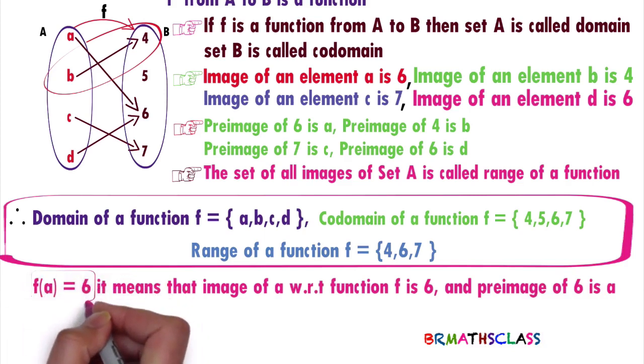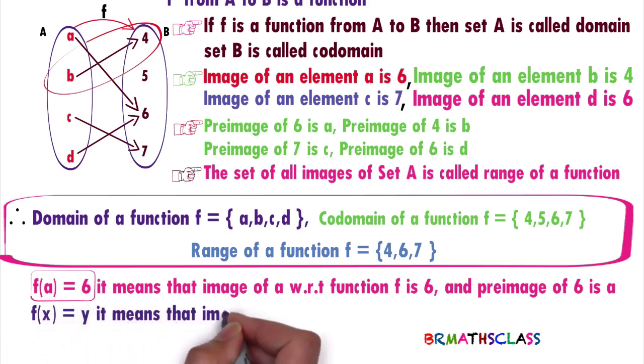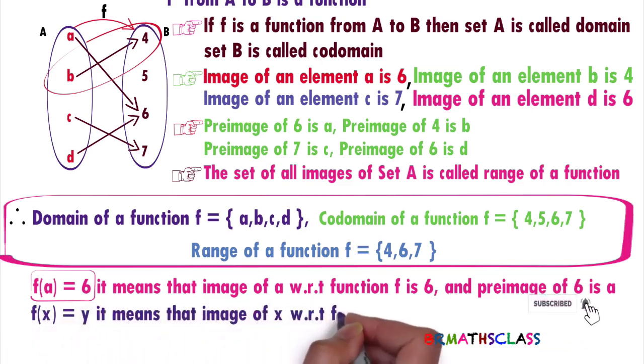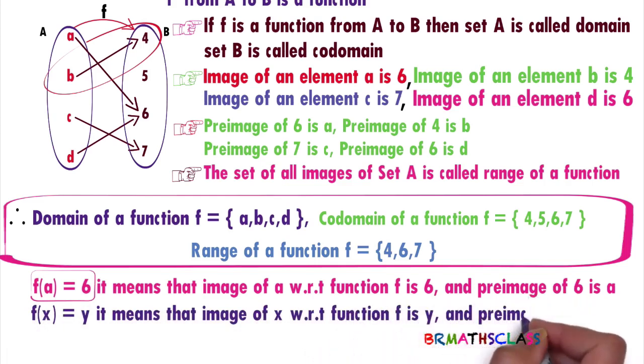f of A equals 6. It means that image of A with respect to f is 6. Now you see this, f of x equals y. It means that image of x with respect to f is y and pre-image of y is x.